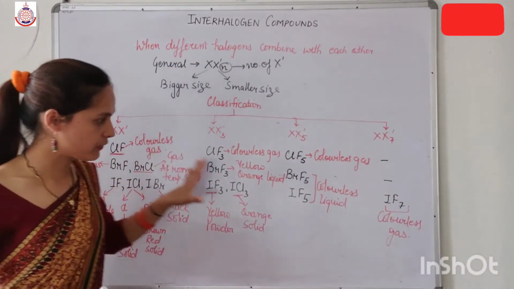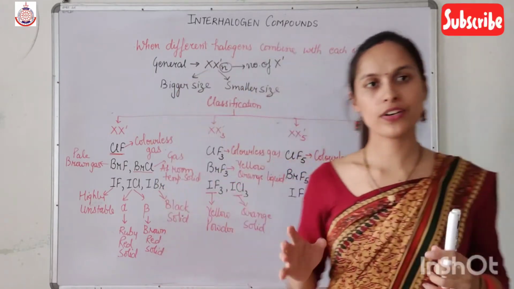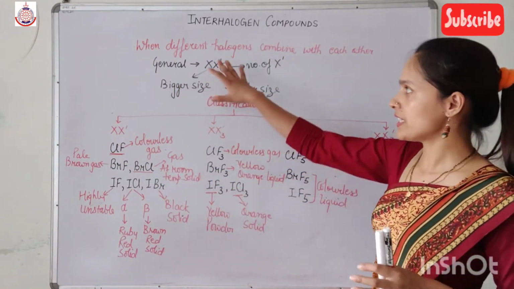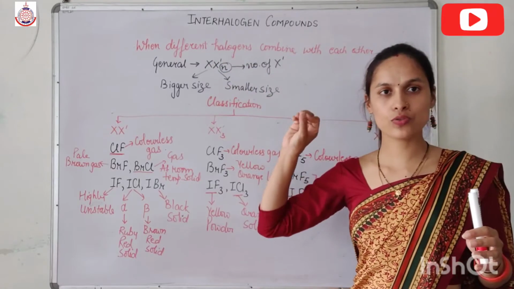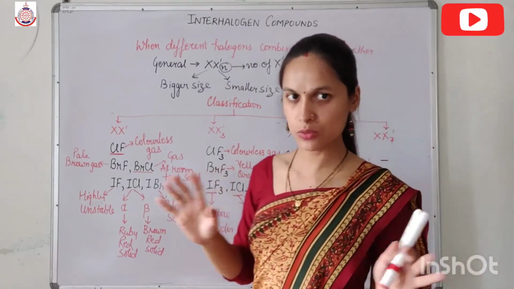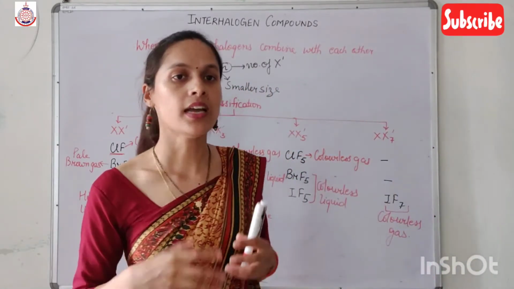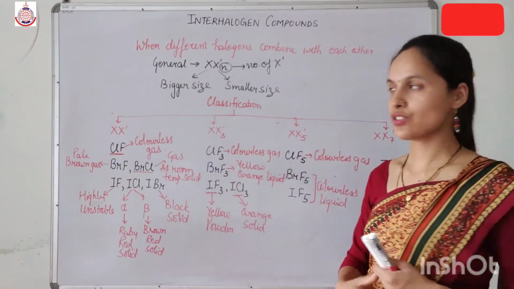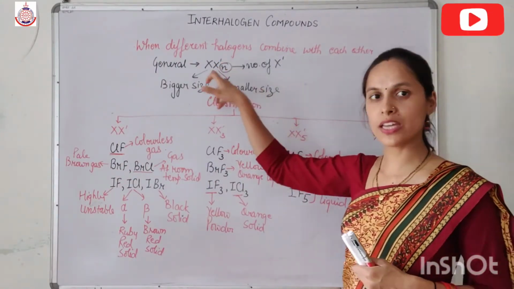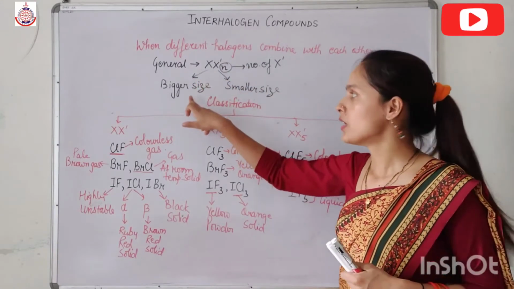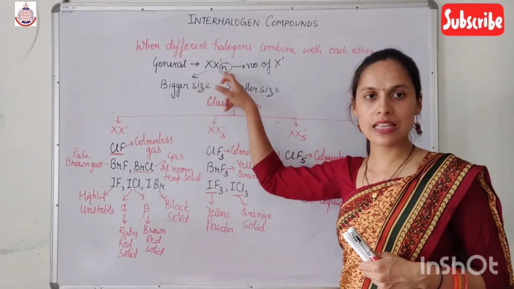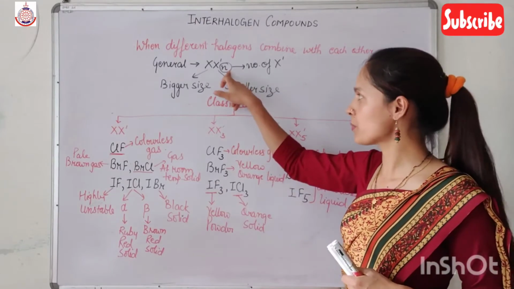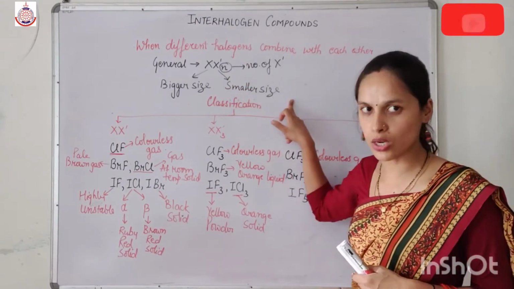So these are the different physical states of the different interhalogen compounds. Interhalogen compounds are the compounds which are formed by the different halogens. When different halogens combine together, they form interhalogen compounds. The general formula of the interhalogen compounds is XX'n, where X represents the halogen of bigger size, X' represents the halogen of the smaller size, and n represents the number of the halogen atoms of smaller size.